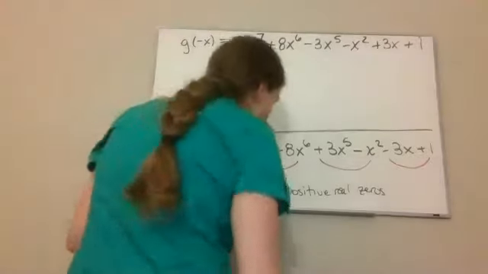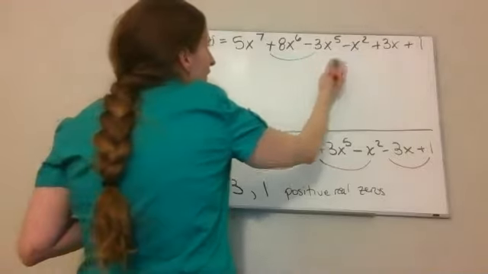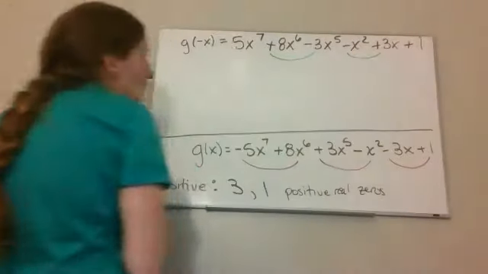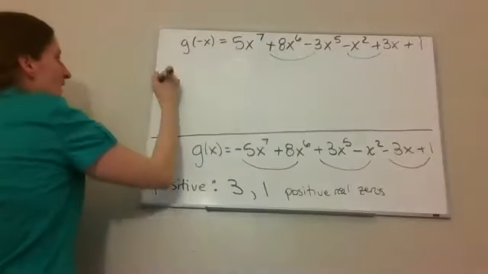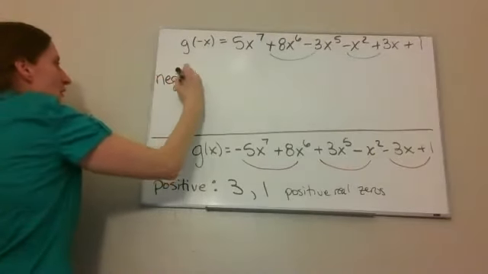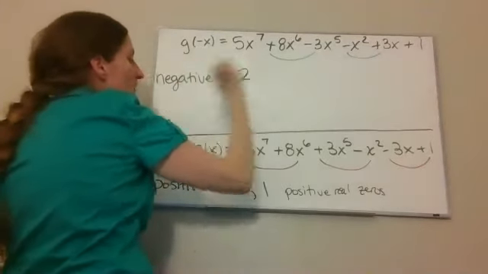Count the number of sign changes. I change from positive to negative, and from negative to positive. Just twice we change signs. So this means that the number of negative real zeros is either 2 or 0.